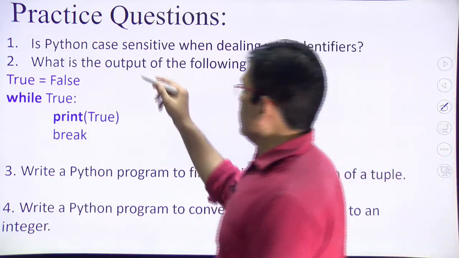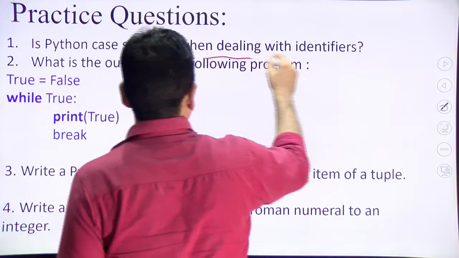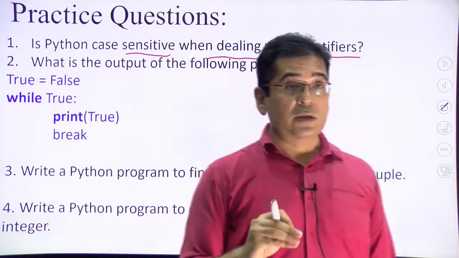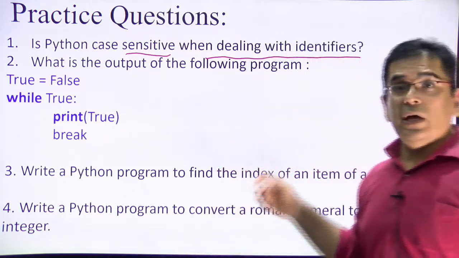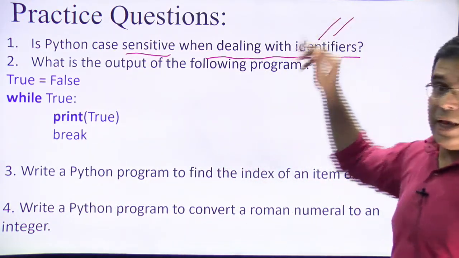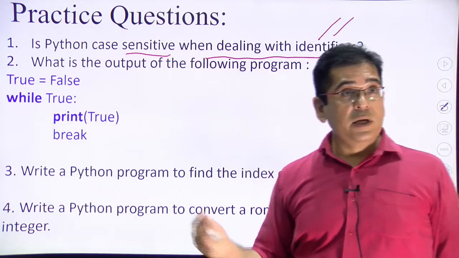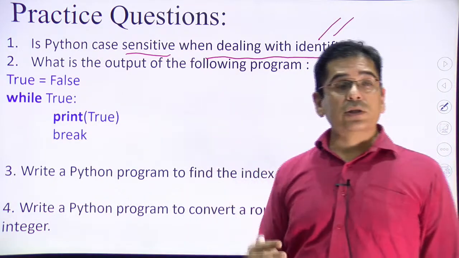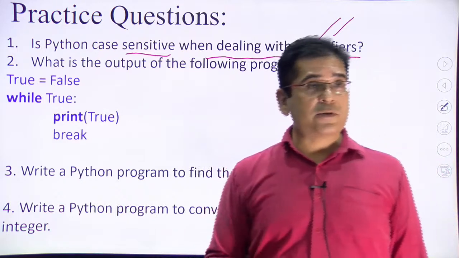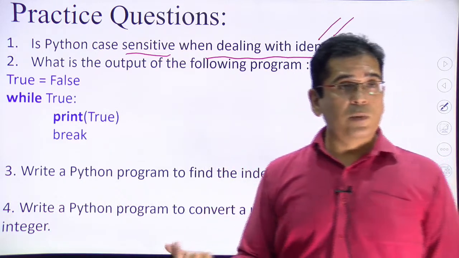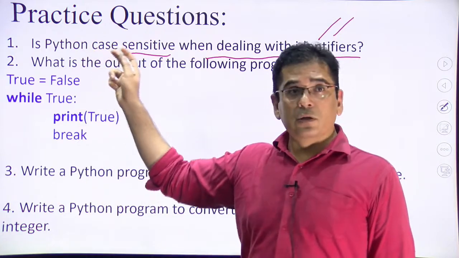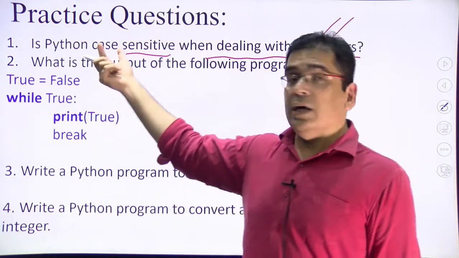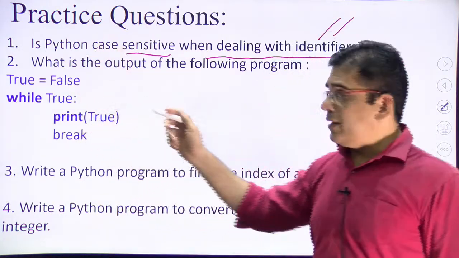The very first question is: is Python case sensitive when dealing with identifiers? As we know, Python is not much case sensitive, but once it is dealing with identifiers, like variable names or other constants, is Python case sensitive or not? This kind of theory question generally comes in the exam as a 2 marks question or more than 2 marks question. So you need to find out the answer to this question and write at least 5 to 6 lines to support your answer.